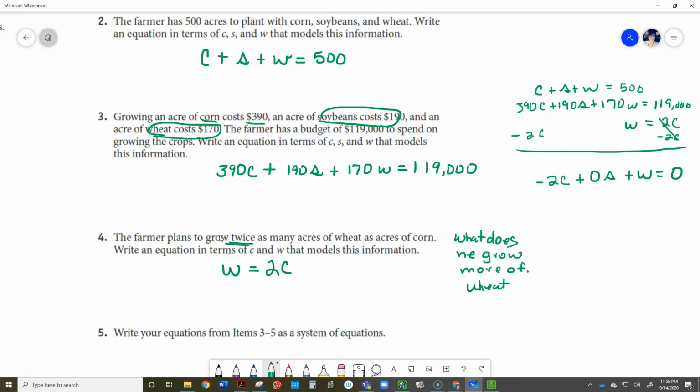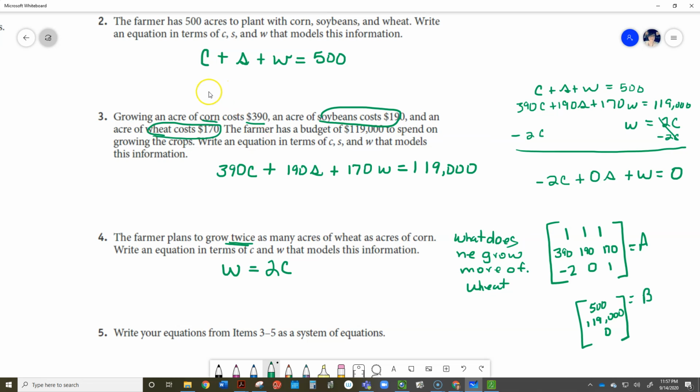So we have 1, 1, 1, 390, 190, 170, negative 2, 0, 1. There's your matrix A, and then your matrix B is 500, 1,119,000, and 0.